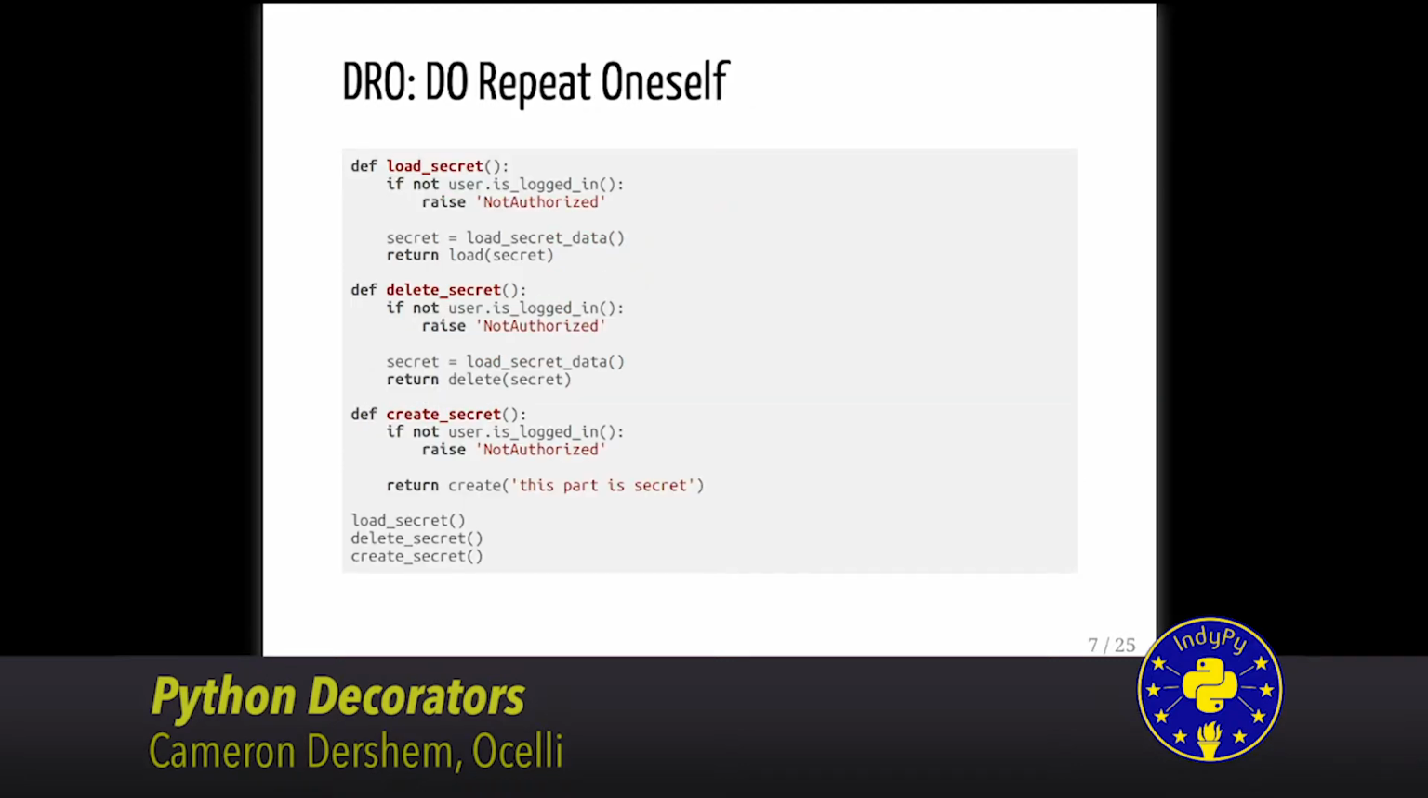So here's a pattern that we all use all the time. It's the DRO method. It's do repeat yourself. You notice that each one of these methods here has the same first couple of lines. We always check to see if a user is logged in before we actually do anything real. This is a really bad pattern to follow, right? It smells bad. There's a lot of repetition. It leads to a lot of really crappy maintenance. It'll lead to bad testing. It will give you a bad bug some point in your life that you'll never be able to find.